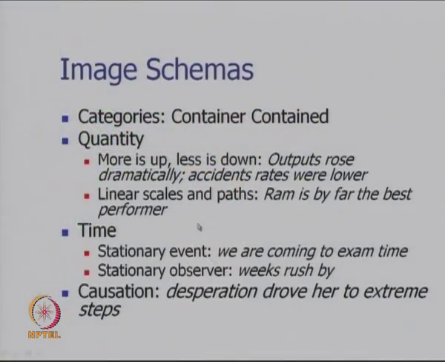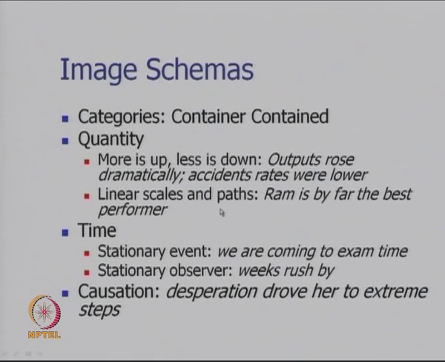So, why is it the case that more is up and less is down? This is a metaphorical convenience, a metaphorical situation which is invoked for effective speech and writing. So, for quantity, the metaphor is created through more is up, less is down. So, the example sentence is: outputs rose dramatically, accident rates were lower.